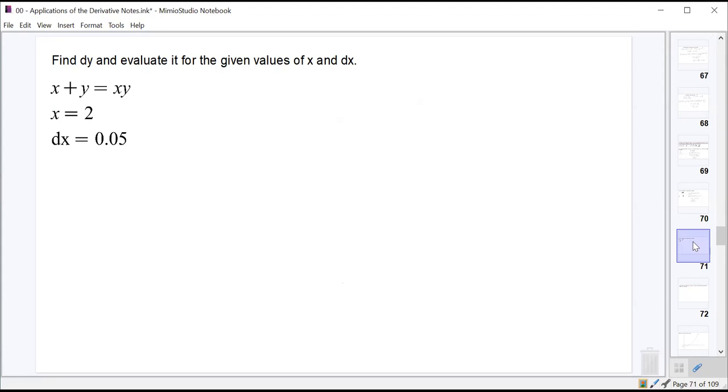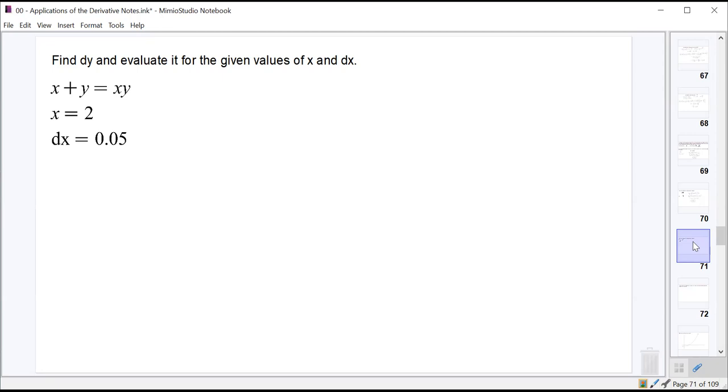We can also take an implicitly defined equation like x plus y equals xy and use differentials to approximate how much the y value might change. So in order to do this, we're still going to need to take a derivative. It's going to kind of look like we did derivatives implicitly, except now anytime we're taking the derivative of an x term, we're going to call it dx. And anytime we take the derivative of a y term, we're going to call it dy.